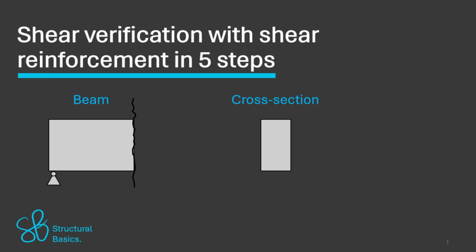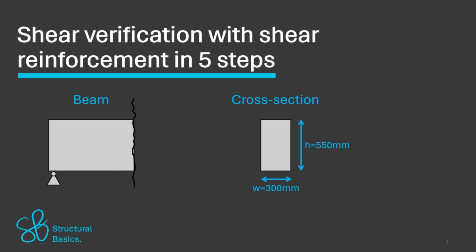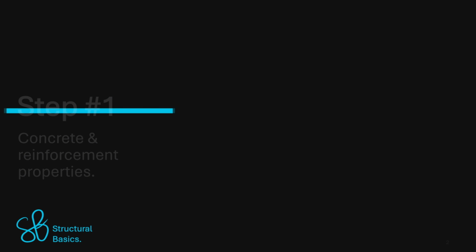As an example, we'll use a beam cross-section with a height of 550 millimeters and a width of 300 millimeters. We designed the shear reinforcement for a shear force of 450 kilonewton. There are different approaches to the steps we do in the following. We're going to verify the diameter of the stirrups, but you can also choose to verify the shear capacity. This is up to you.